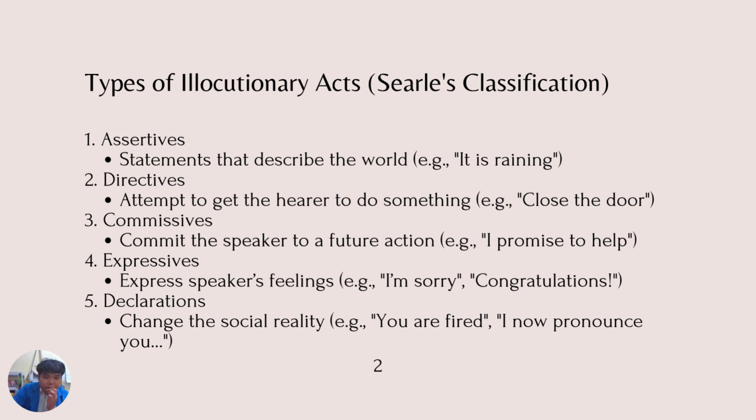So there are five types of illocutionary acts based on Searle's classification. The first is assertive, statements that describe the world. Example, it is raining. Second, directive, attempts to get the hearer to do something, like close the door. Third is commissive, committing the speaker to a future action, like I promise to help. Fourth, expressive, expressing the speaker's feelings, like I'm sorry, congratulations. Fifth is declaration, changing the social reality. Example, you are fired, and I now pronounce you husband and wife.